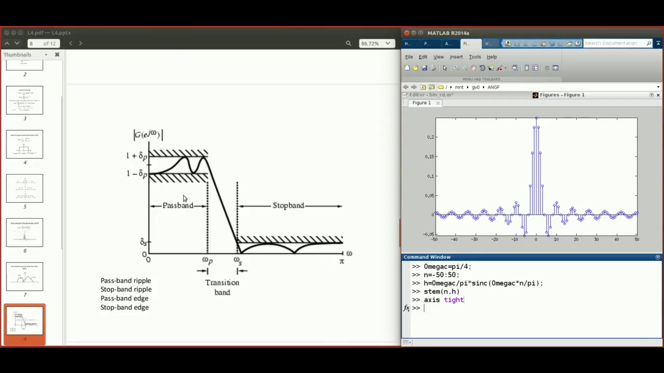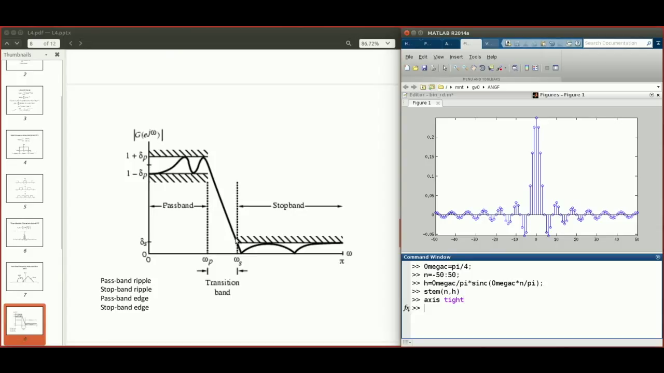For a non-ideal frequency selective filter, you don't have a very clear cutoff where you either pass or stop. You have a transition between the pass band and the stop band, and this is called the transition band. Omega p is called the pass band edge, and omega s is called the stop band edge. The frequency content between omega p and omega s is called the transition band. Within this transition band, the amplitude of the filter is not 0 and not 1. It's some value between 0 and 1.